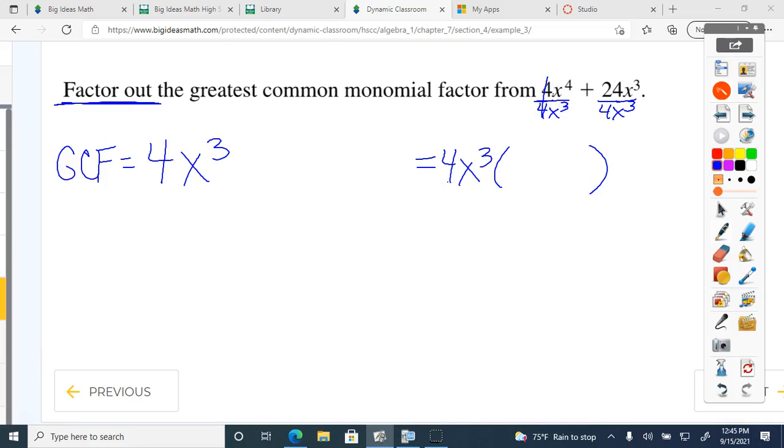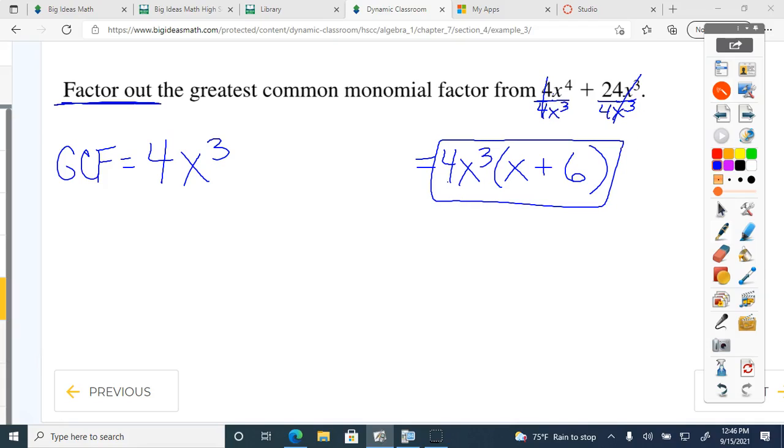X to the 1 power, so it's just x. Okay? So x is left here, plus 24 divided by 4 is 6. And x to the 3rd and x to the 3rd just cancel. There is my factored form.